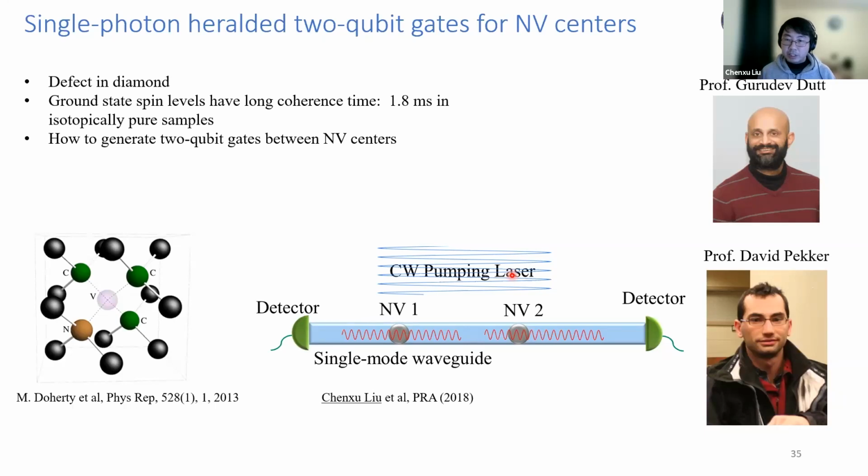And we have two detectors on both sides of the diamond waveguide to receive this single photon detection process. So upon this single photon detection, we can perform a gate operation on these two NV centers. I will not go very deep into this project, but we have a paper in PRA. So if you're interested, you can go and find it.